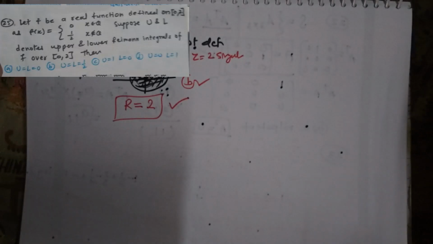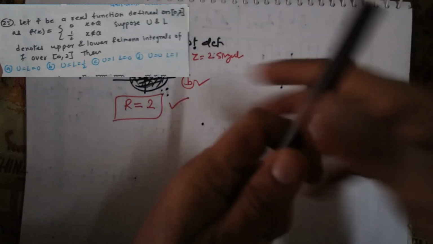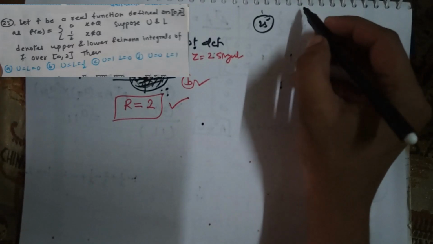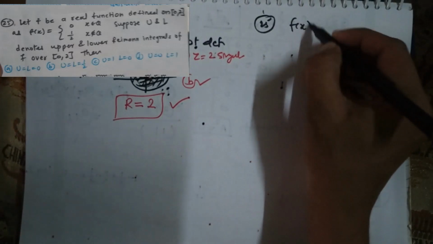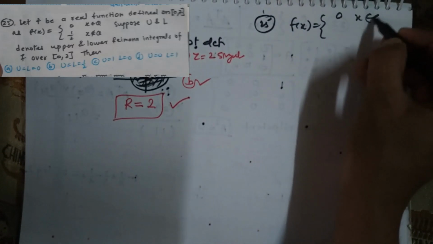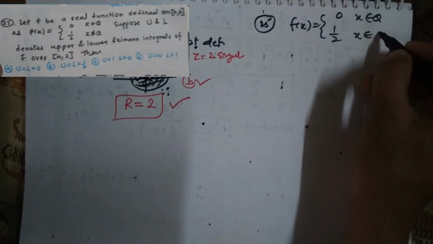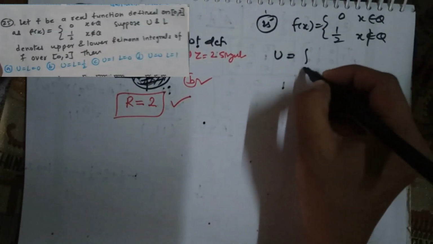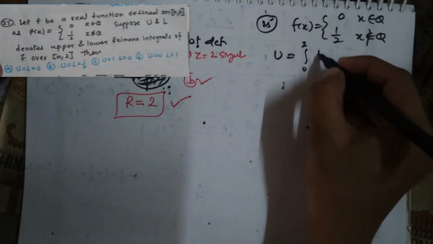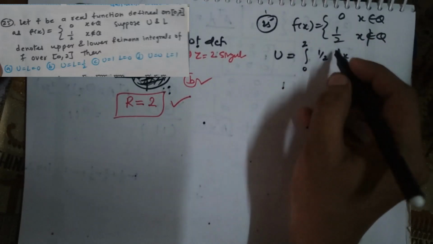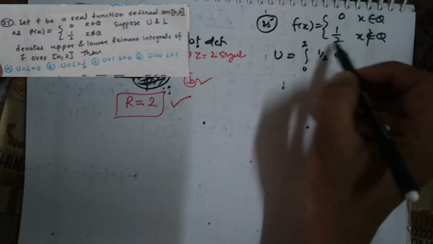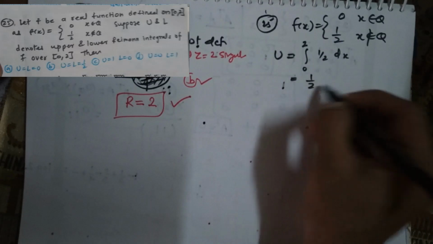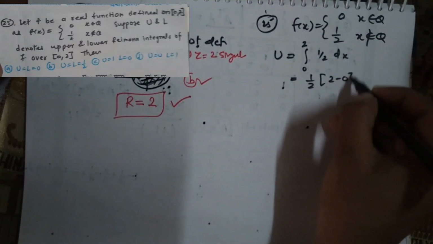Let's move ahead and try to solve question number 25. What they have given is interesting. This is a Riemann sum. So f is a real valued function, and this is how they define the function: f(x) is 0 whenever x is rational and half whenever x is irrational. So what is the upper integral? This is nothing but the integral from 0 to 2 of half dx, because at 0 we get the lower limit, and at half we get the upper limit. If I evaluate this integral, I will get 2 minus 0, which equals 1.